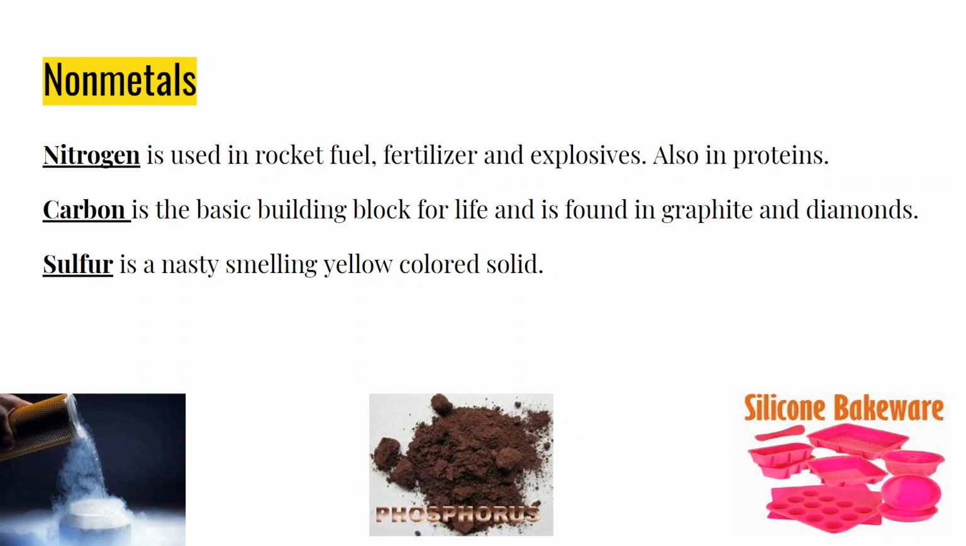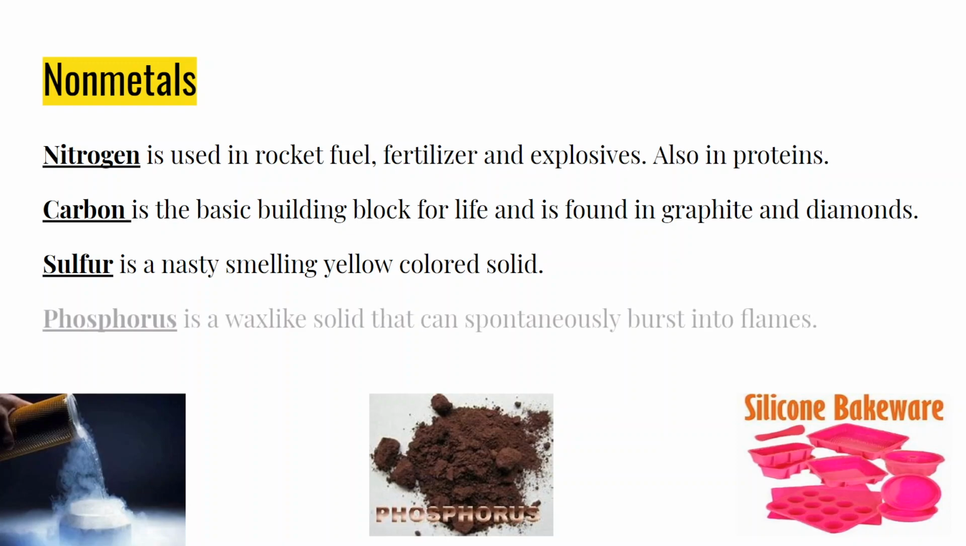Now, the last non-metal we're going to talk about today is phosphorus. Now, phosphorus is a wax-like solid that can spontaneously burst into flames. Phosphorus comes in two flavors, basically. We have white phosphorus, which is not what I have here, and that white phosphorus is known for, if it's out in the air, randomly combusting. Not good. But red phosphorus, what is shown in the middle right there at the bottom, is actually more stable.